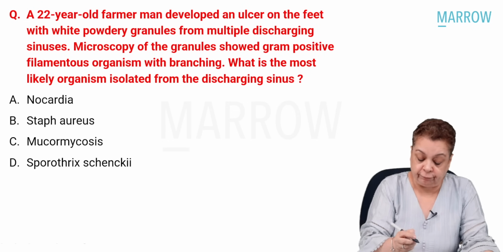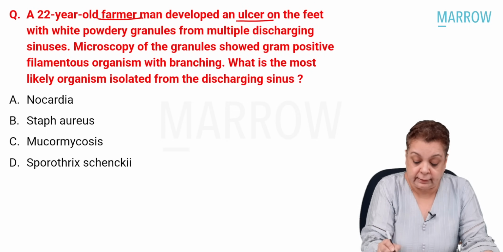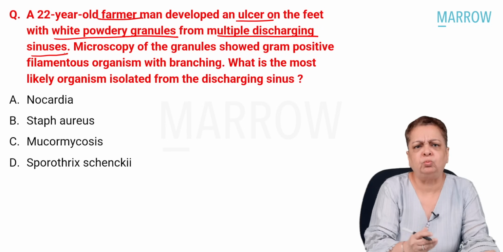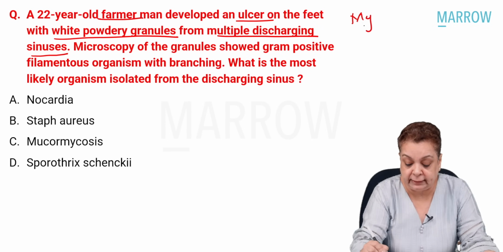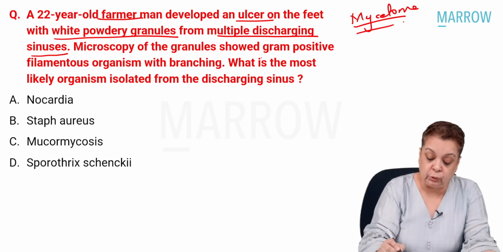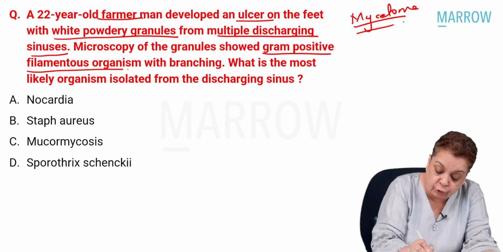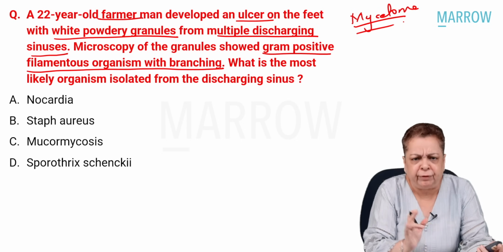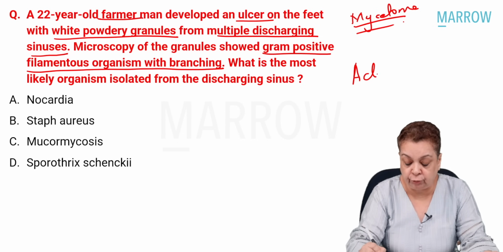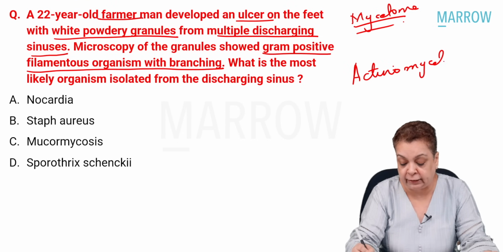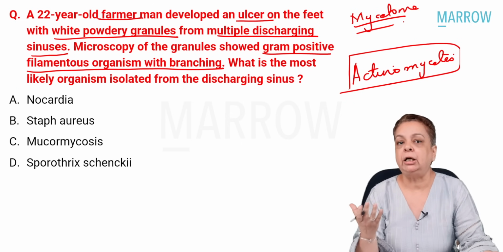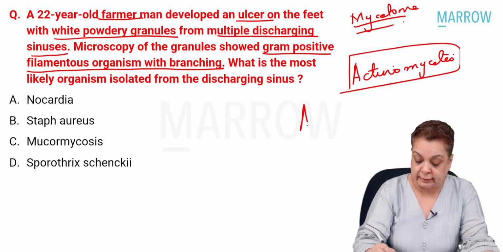A 22-year-old farmer developed an ulcer on the feet with white powdery granules and multiple discharging sinuses. What are you going to diagnose? This is mycetoma. Granules with discharging sinuses. Microscopy of the granules shows gram-positive filamentous organisms with branching. Whenever we think of gram-positive filamentous rods showing branching, we are going to think of one family of bacteria, that is Actinomycetes. And which Actinomycetes causes mycetoma? It is the aerobic Actinomycetes.